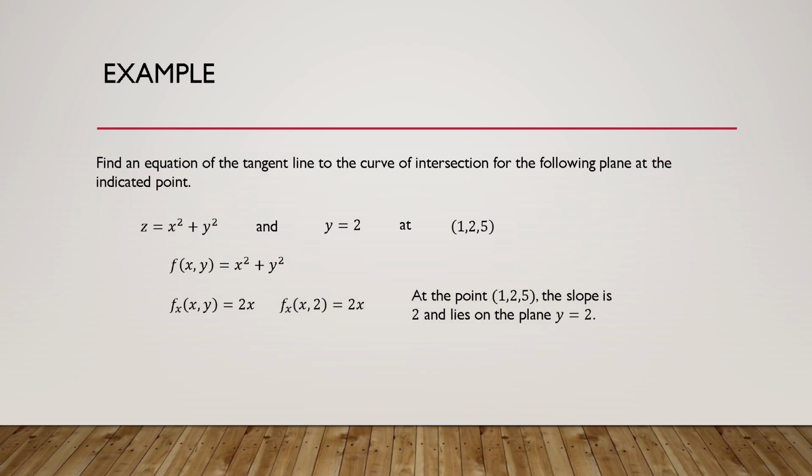At the point (1, 2, 5), the slope of the tangent line is 2 and lies on the plane y equals 2. Use the point-slope form. z minus z sub 0 equals the slope m times x minus x sub 0. Fill in the values from the point for x sub 0 and z sub 0 to get z equals 2x plus 3.